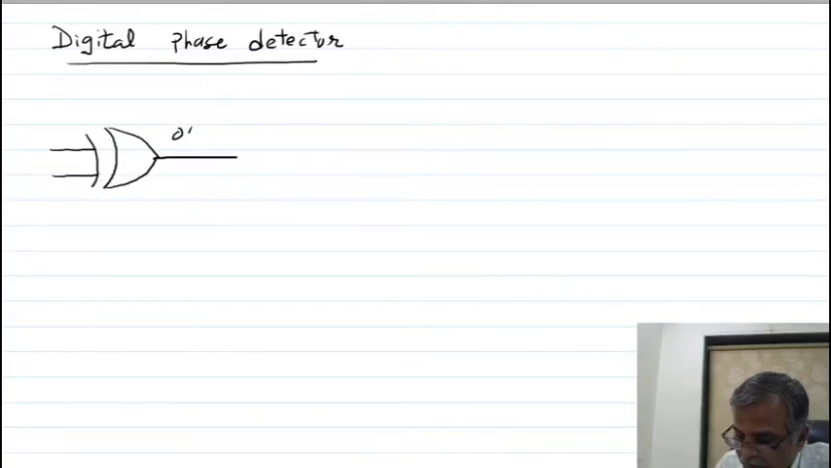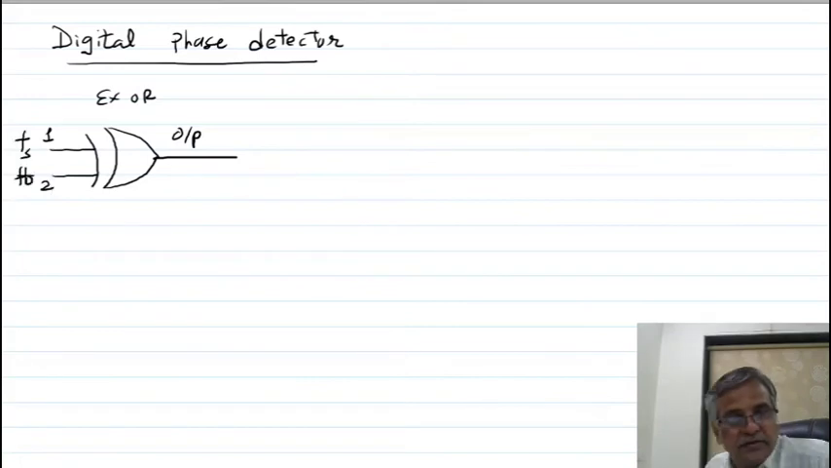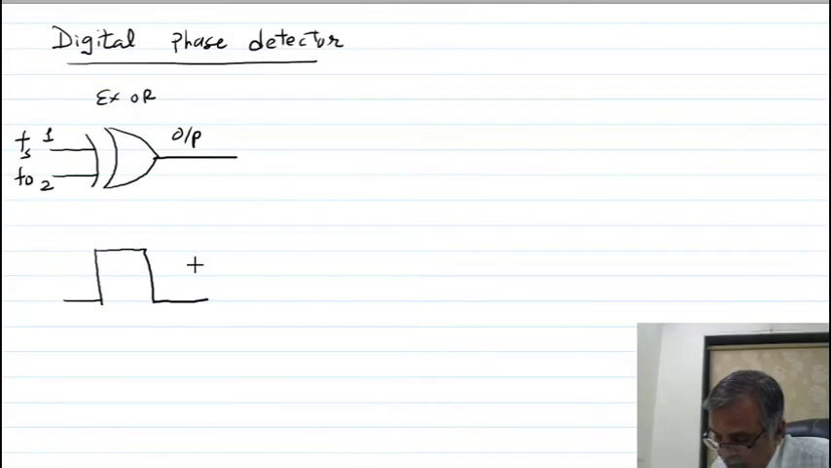The output of the exclusive OR gate is high when both the inputs are at different levels. Exclusive OR gate can be used as a phase detector when both the inputs are square waves. The input and output waveform of a digital phase detector using an exclusive OR gate is shown in the figure.